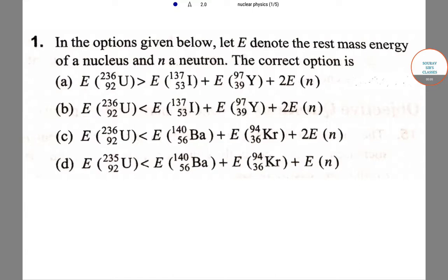Today we discuss the JEE Main physics paper of previous years.